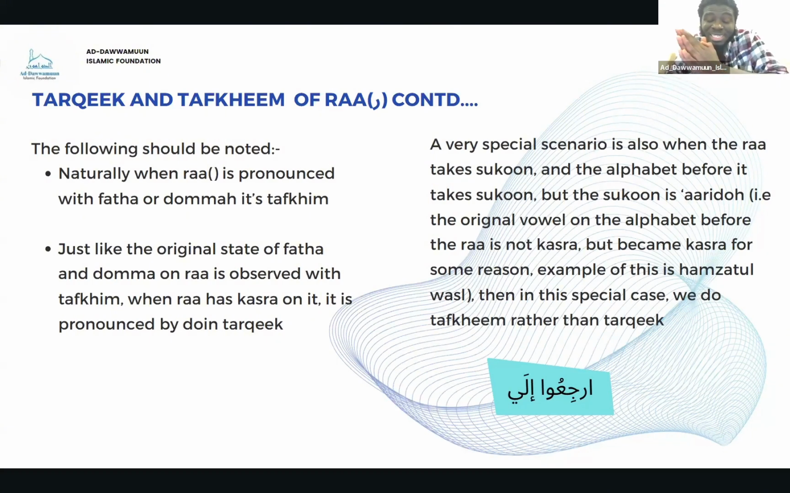So whenever you find this kind of special situation, what is the special situation? We know that when an alphabet takes kesra before ra sukun, we do tarqeeq, for example fir'aun. But the kesra here is not an original kesra. It's a kesra that exists because of hamzatul wasl. The original vowel on it is sukun, but this time we are converting it to kesra because we are starting on it. Then instead of irji'u with tarqeeq, we are doing tafkheem.